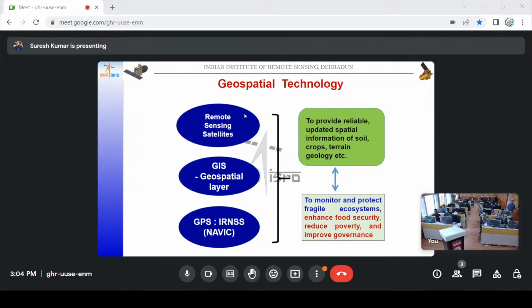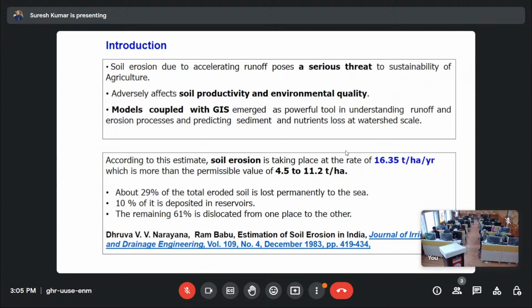The lecture is scheduled on soil erosion modeling and sediment yield estimation, so I am coming directly to the topic. As you are aware, soil erosion is a serious threat to the sustainability of agriculture. Our lands are degrading day by day because of misuse, mismanagement, or not using proper agriculture technology or management. It adversely affects soil productivity and also our environmental quality, because removed soils get deposited in lakes, water bodies, or rivers, and pollute them with sediments.